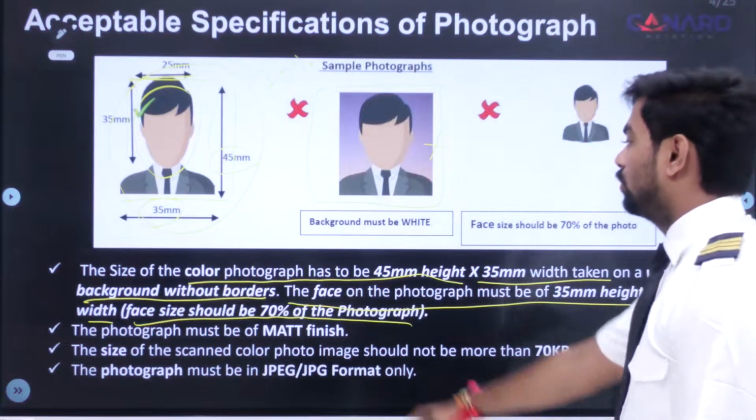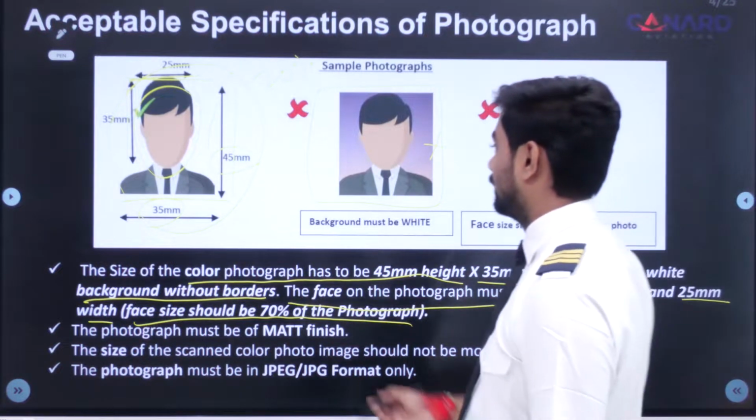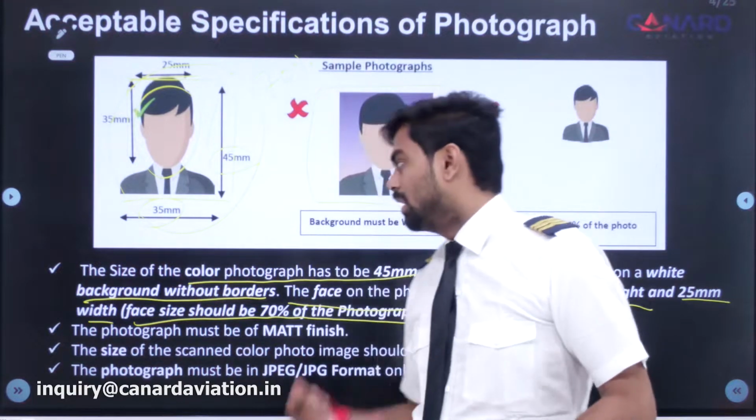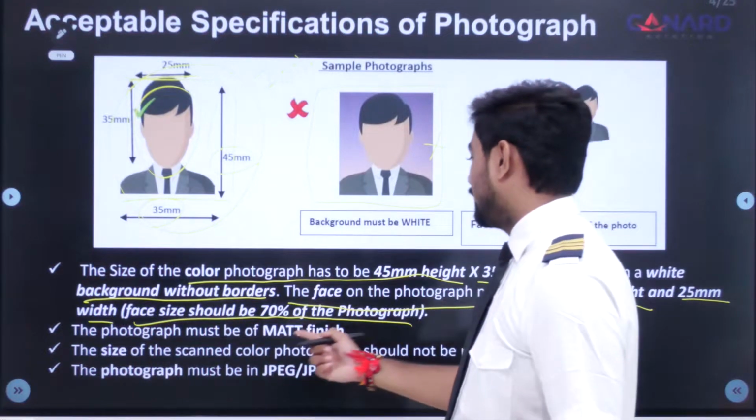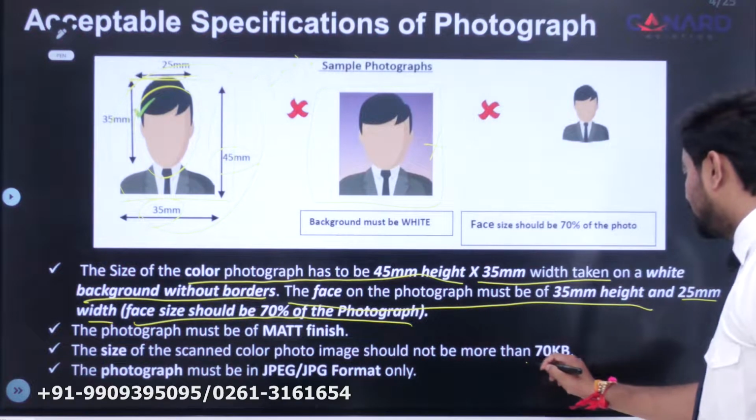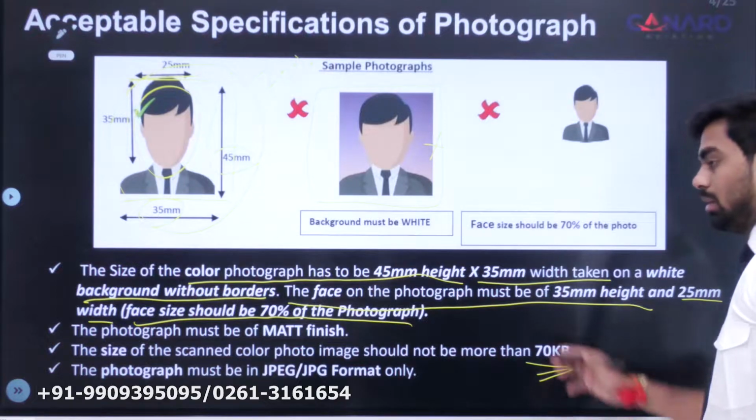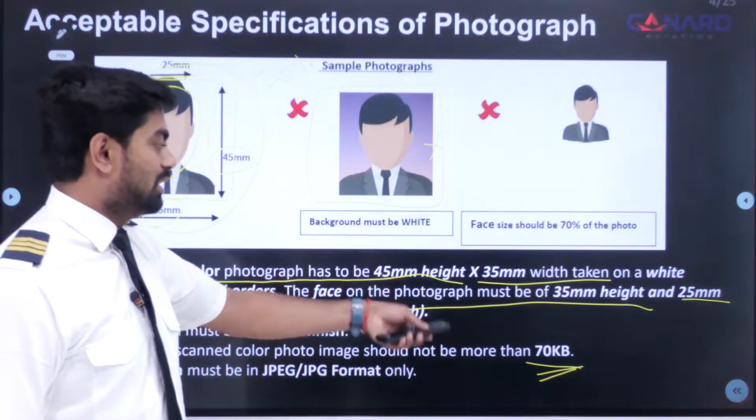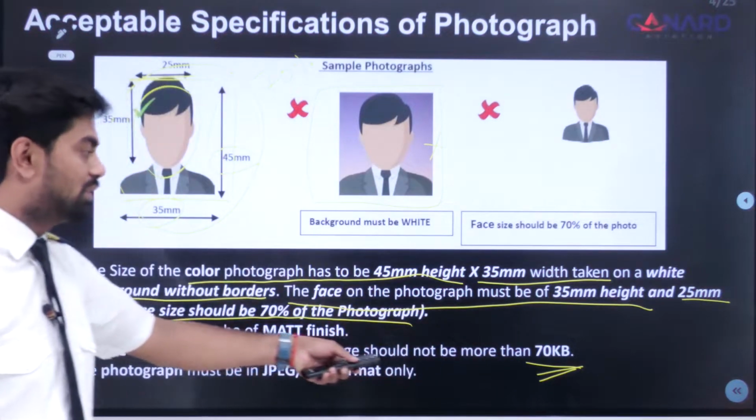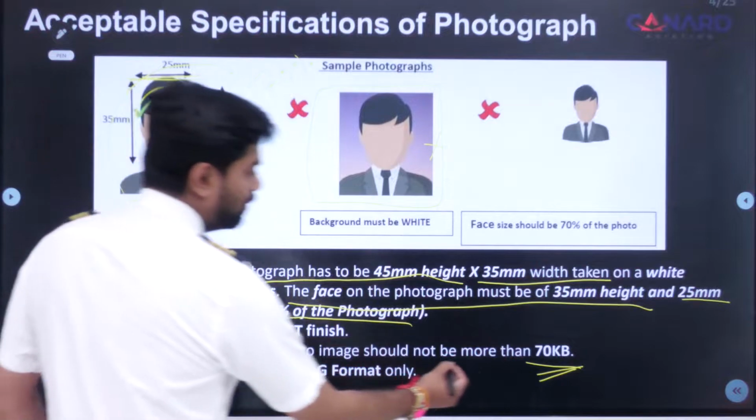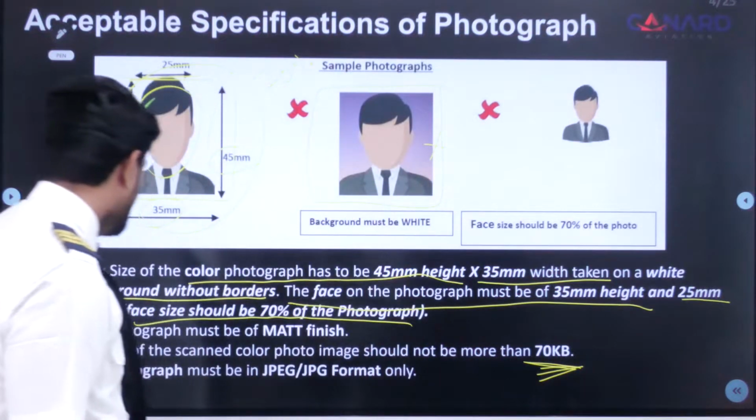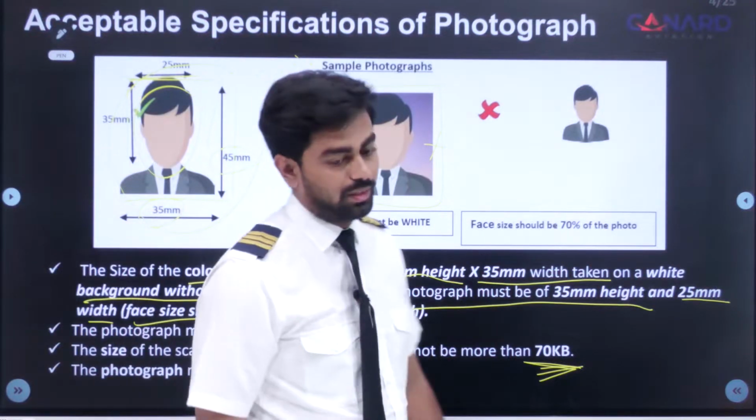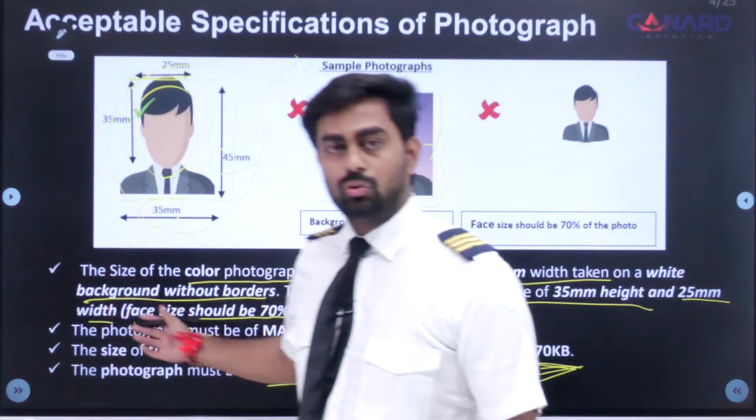Then the photograph must be of a matte finish. The printout of the photograph should be on matte material. The size of the scanned color photo image should not be more than 70 KB. As I mentioned earlier, you have to keep ready the JPG or JPEG format of your photograph and signature. For the photograph, the size should be 70 KB, and the photograph must be in JPEG or JPG format only. This was the criteria for the photograph.